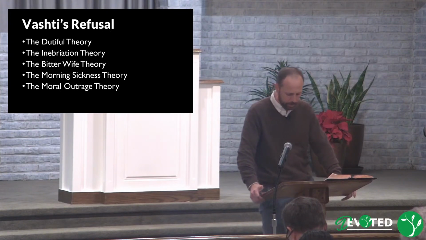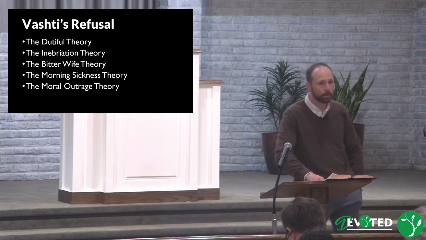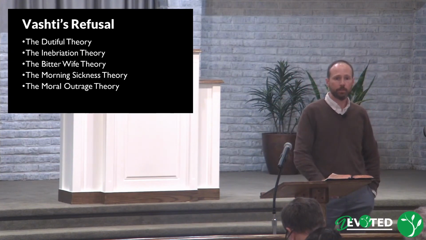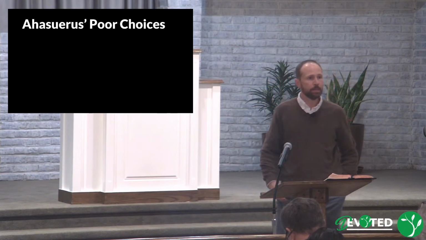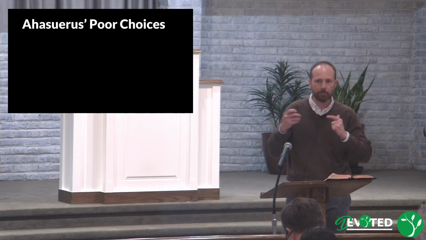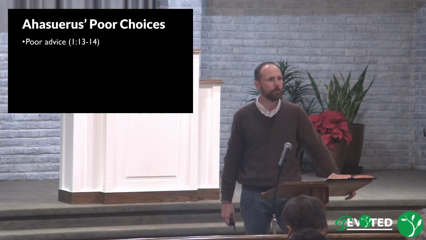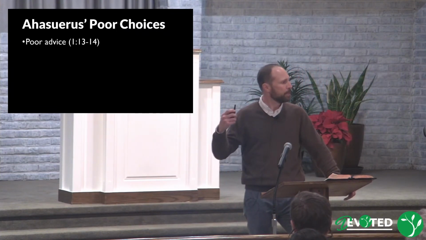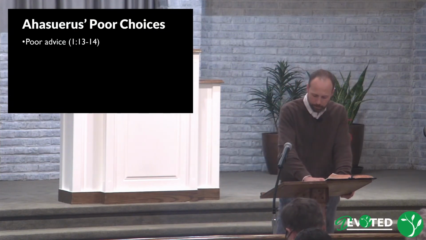Ahasuerus obviously not a great leader at this point. He might have had a lot of power. He might have had some military successes, but he made some very poor choices. And so in the wake of what happened in Vashti's refusal, we see him make 3 poor choices that show what kind of a leader he is at this stage. And the first poor choice is poor advice.